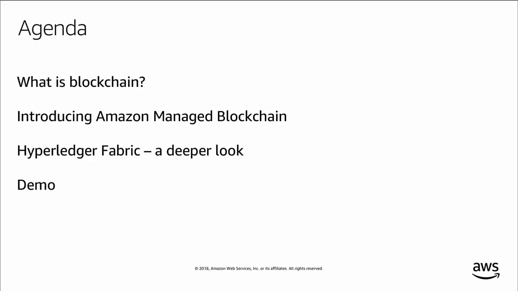After that, we'll talk a little bit about Hyperledger Fabric, which is one of the open source blockchain frameworks available in Amazon Managed Blockchain. We'll show off a quick demo then of the console and some of the things you can do with the service. And then we'll finish with some information on how to get started in the preview and then leave some time for questions at the end.